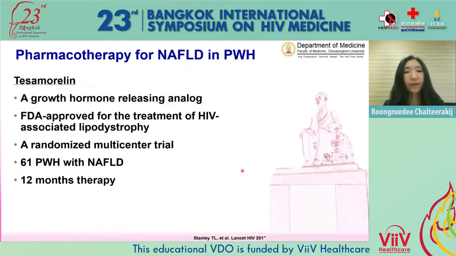Another treatment specifically for fatty liver in patients with HIV is a drug called tesamorelin. This is a growth hormone releasing analog, which is FDA approved for the treatment of HIV-associated lipodystrophy. This is a randomized multi-center trial in 61 HIV patients with NAFLD who received the drug for 12 months.